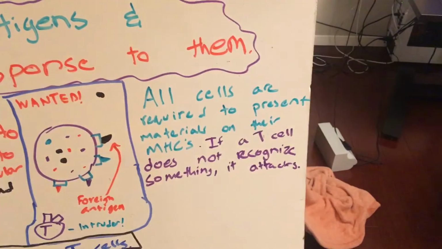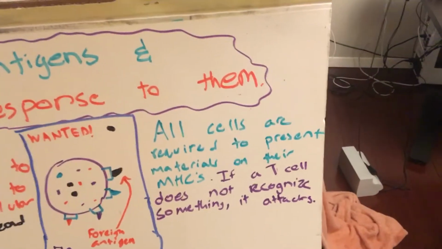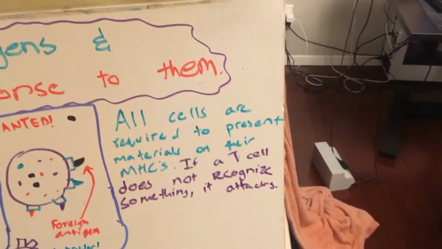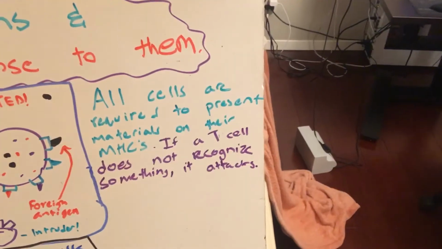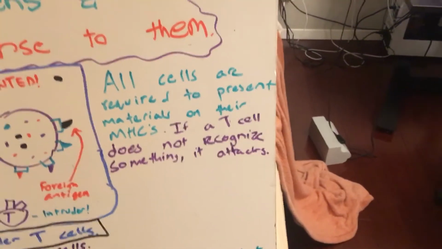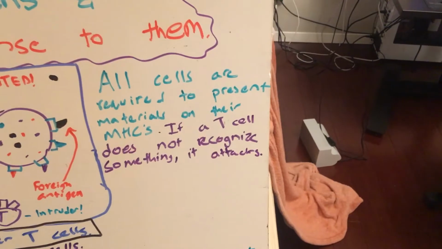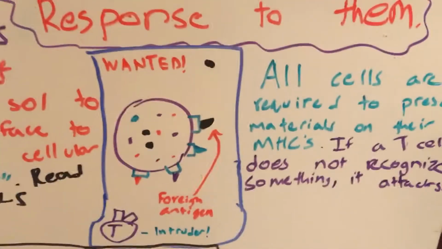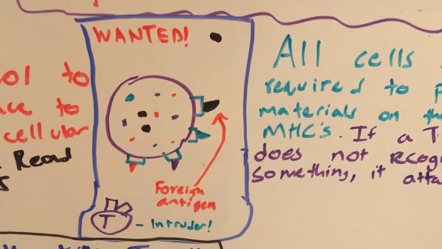So yeah, all cells are required to present materials on their MHCs, and if a T cell does not recognize something, it attacks the cell, and it signals to the rest of the immune system that there's a foreign invader. So I've drawn this little diagram to make it seem a little easier.